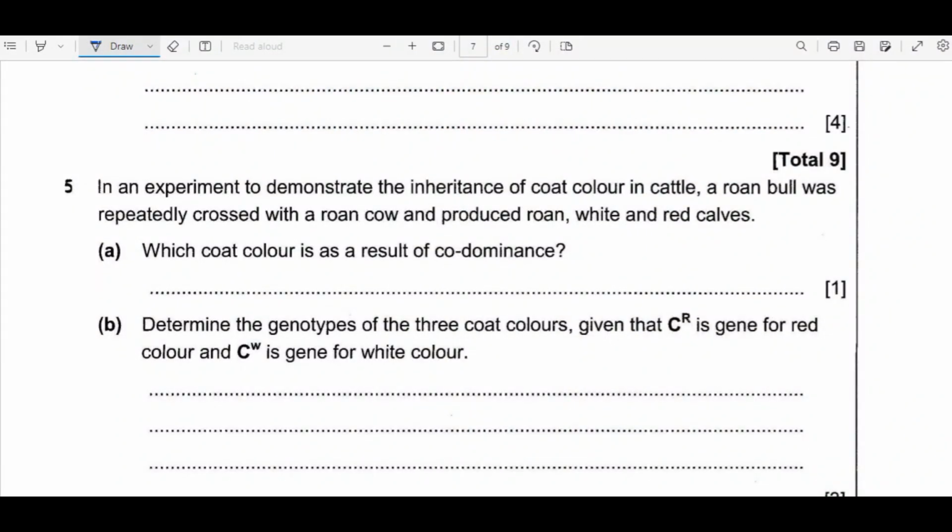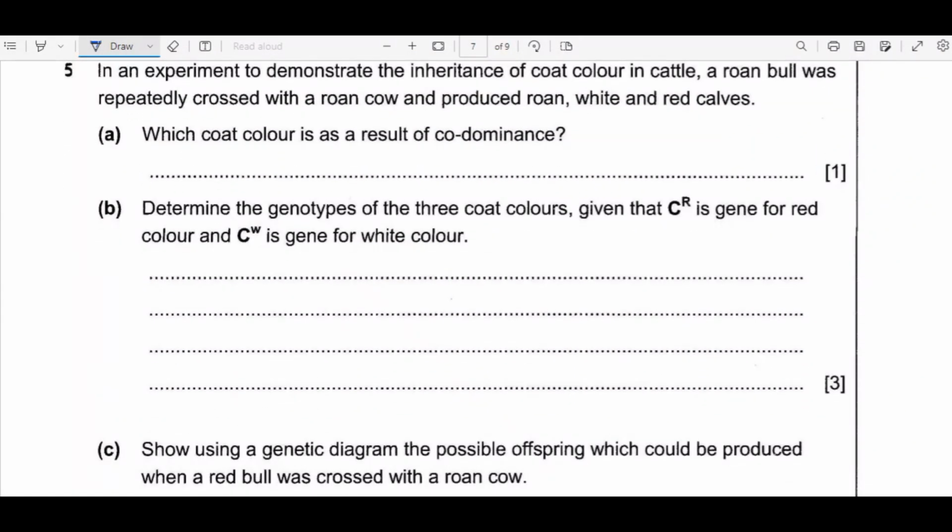Then we move on to the last question, question 5. In an experiment to demonstrate the inheritance of coat color in cattle, a roan bull was repeatedly crossed with a roan cow and produced roan, white, and red calves. Now, a situation where we have roan is codominance. Codominance in this case is where two or more colors are expressed at the same time, so red is seen, white is also seen. Then question A: which coat color is a result of codominance? So codominance brought about roan, which is a mixture of colors.